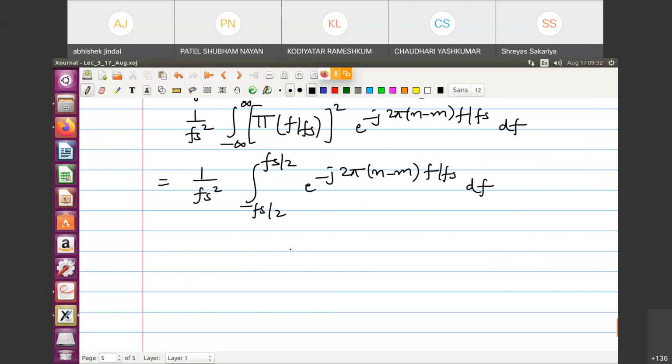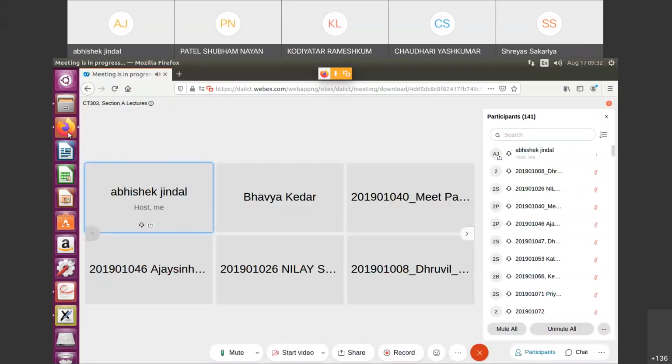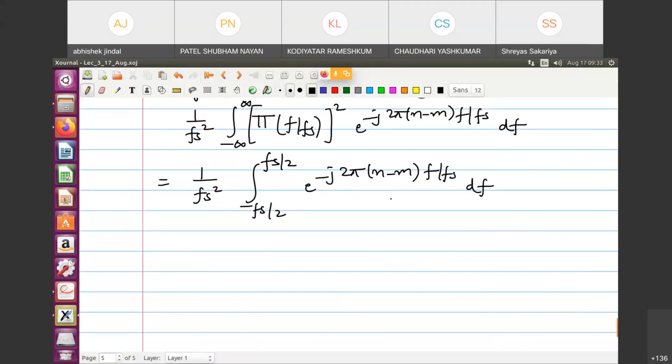Yes, no one is able to do it. So this cannot be the case. We have 141 attendees right now, and no one is able to do it. It is not possible because this is very simple.